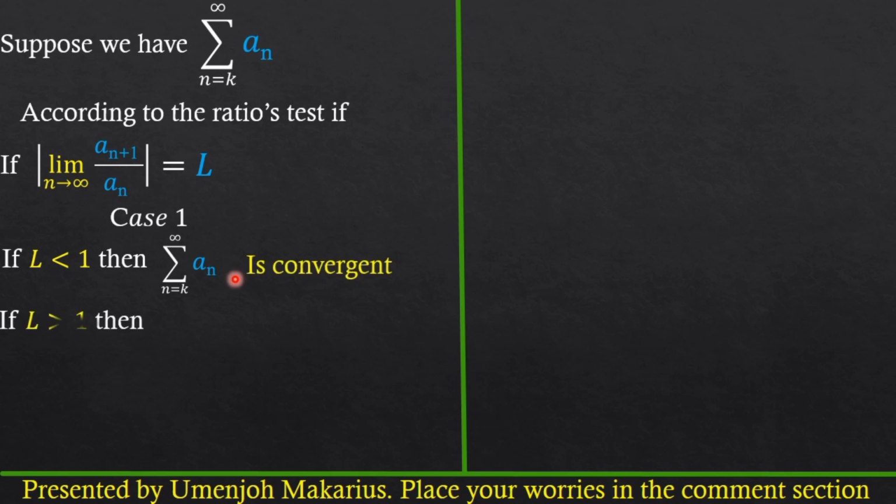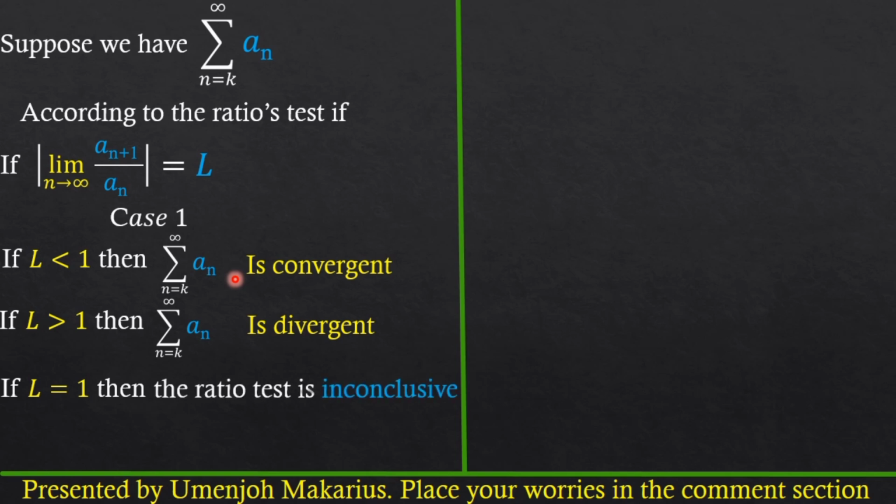Then if L is greater than 1, the series as n goes from k to infinity is divergent, or it diverges. And friends, most importantly, take note: if L is equal to 1, then the ratio test is inconclusive. Namely, the ratio test has nothing to say about the divergence or the convergence of that series. Very important.